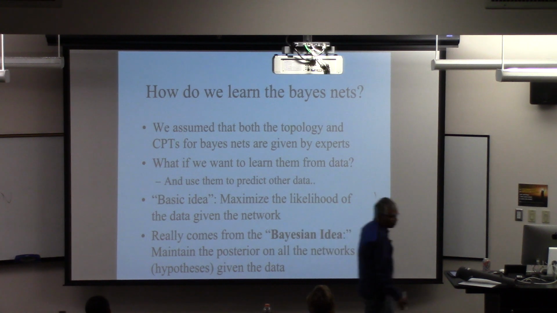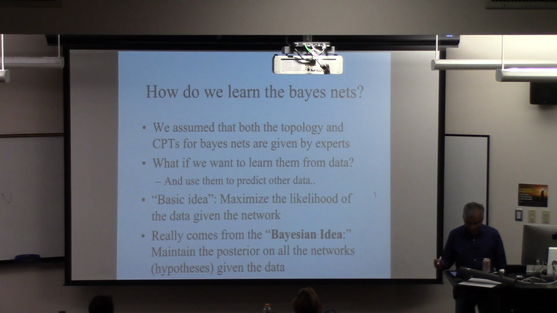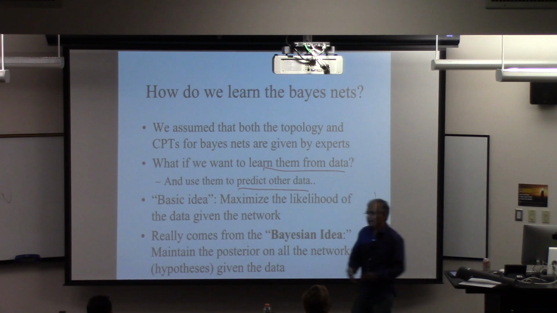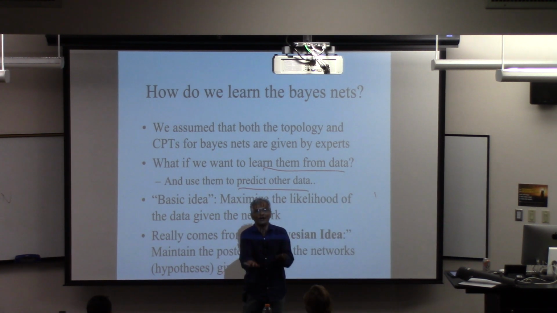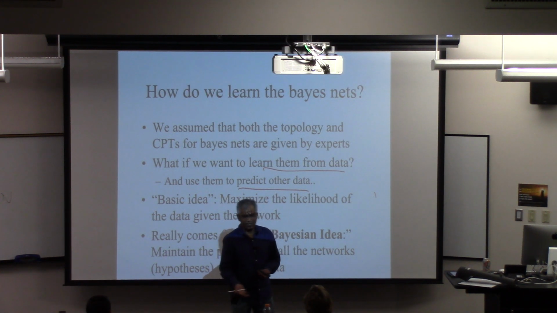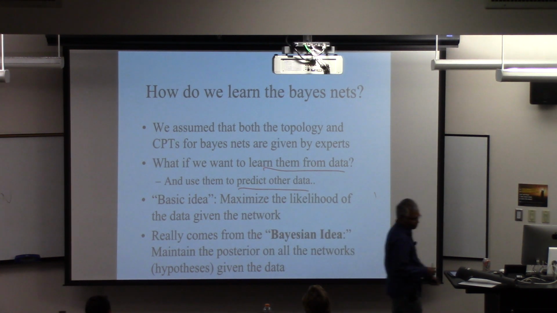So anyway, you're going to learn Bayes nets. Basically, you want to learn them from the data, and you want to use them to predict other data. In between, you have a hypothesis. The hypothesis happens to be represented, in our case, as Bayes nets, which is a probability distribution. Bayes nets are basically a compact form of probability distribution.